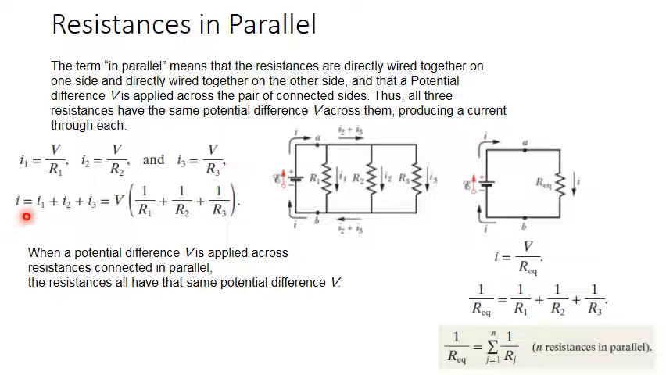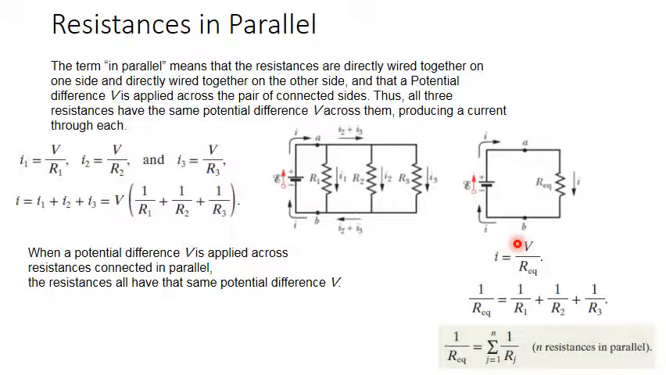So in this case, the total current I would be V multiplied by 1 over R1 plus 1 over R2 plus 1 over R3. Now, if you are looking for an equivalent resistance for this parallel combination of resistors, we can assume that R equivalent will introduce the same current if it has the same potential difference V. So I would equal V over R equivalent. For the equivalent resistance, the same current will be introduced, so this I would equal this I.